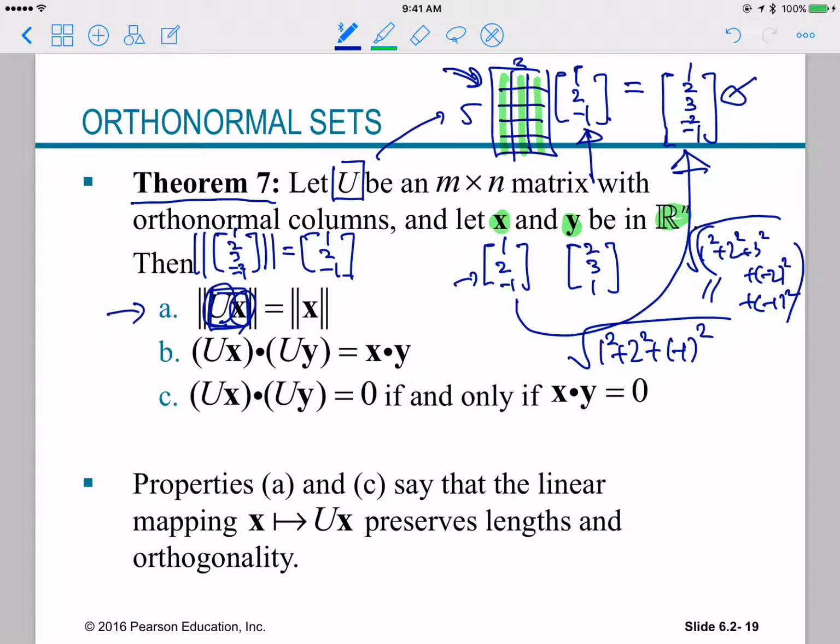Then we consider two vectors in the three-dimensional space. Looking at the second item, we consider these two five-dimensional vectors transformed by our matrix U. If we take the inner product between these five-dimensional vectors, that inner product will be the same as the inner product between the original three-dimensional vectors. So this is the second item of the theorem.